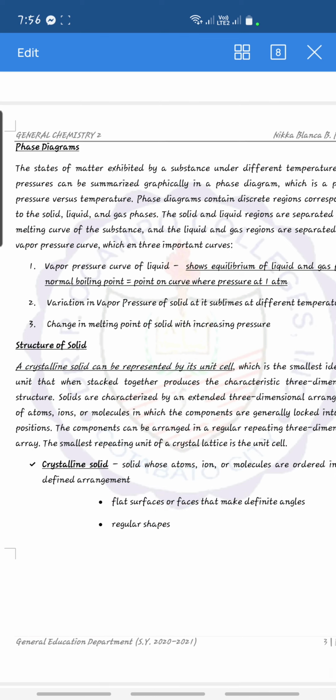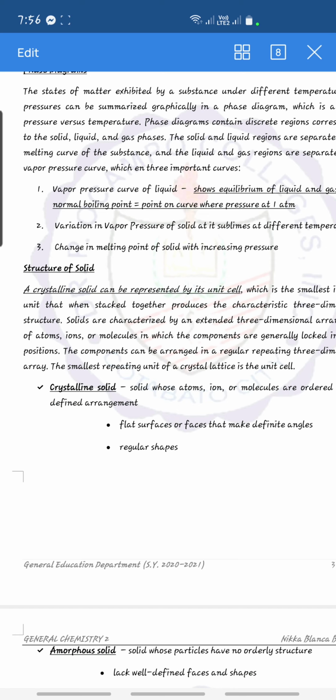Aside from the vapor pressure curve of the liquid, we also have the variation in vapor pressure of the solid as it sublimes at different temperatures, and the change in melting point of the solid with increasing pressure. These are the three important curves in the phase diagram. Since we now know the curves that are very important in the phase diagram, let's proceed to the structure of solids.